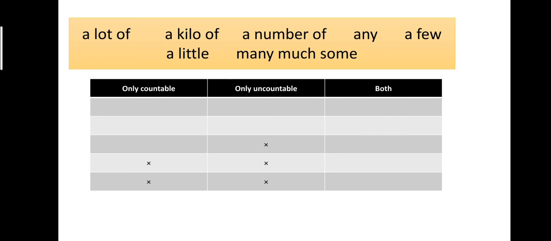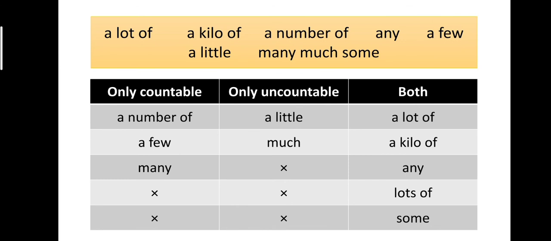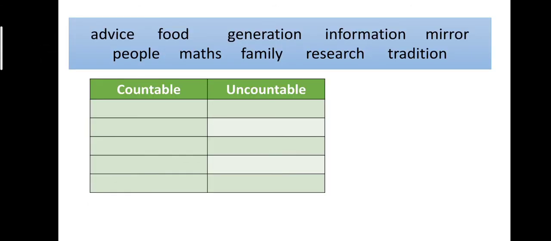Now I want you to complete this table with the words above. So pause the video and complete the table. Now you can check your answers. Here we have the words that only come with countable nouns, and they are a number of, a few, many. Next we have the words that only come with uncountable nouns, and they are a little, much. Next we have the phrases that come with both of them, and they are a lot of, a kilo of, any, lots of, some.